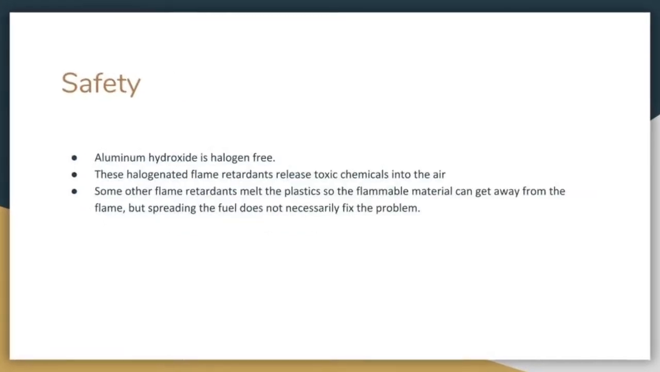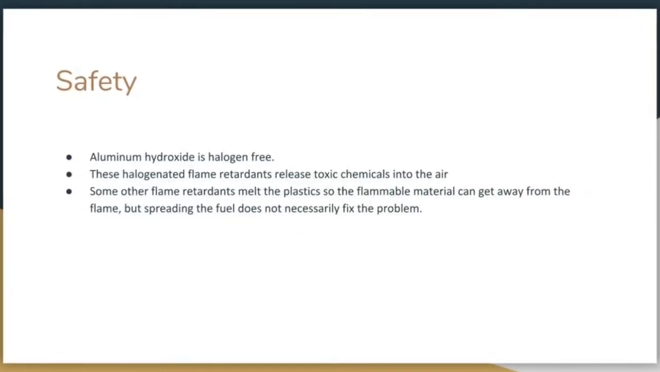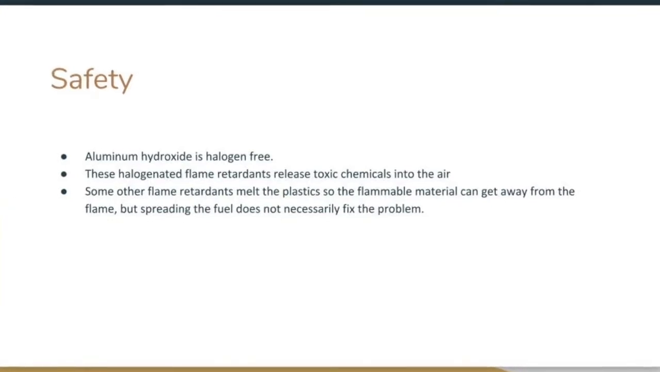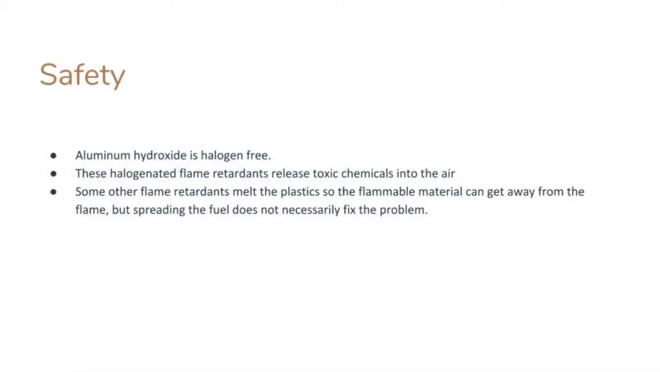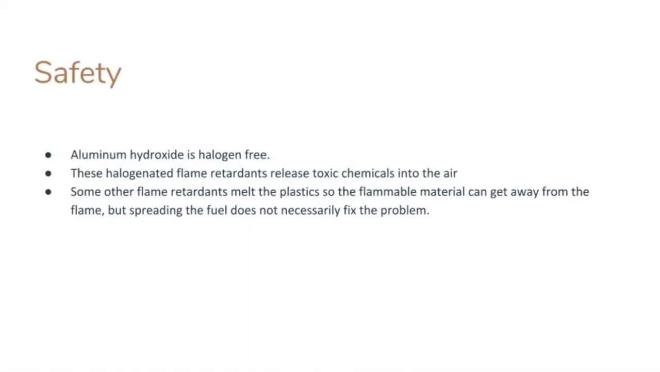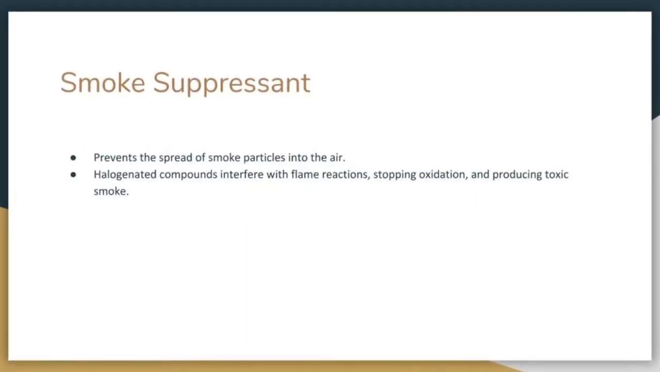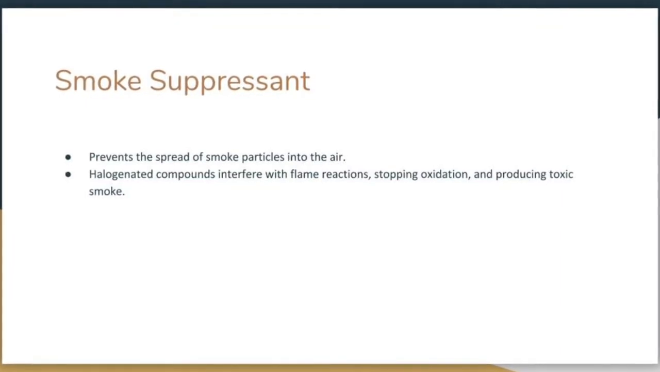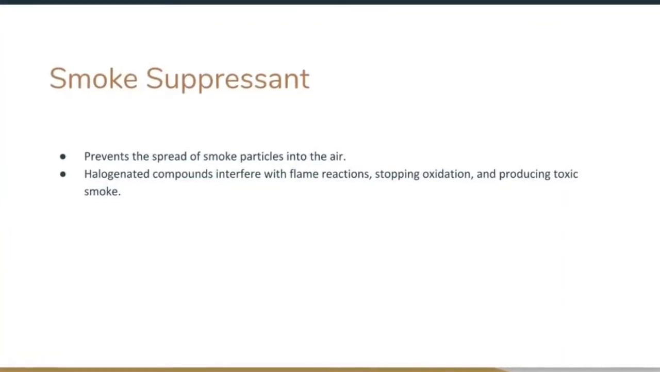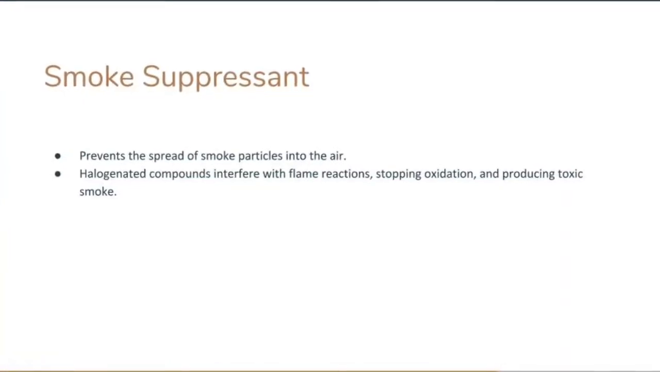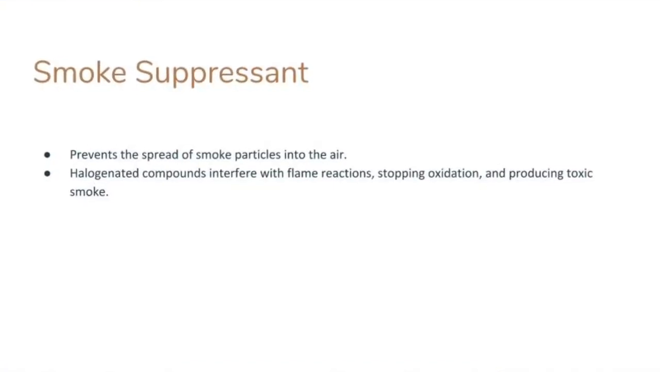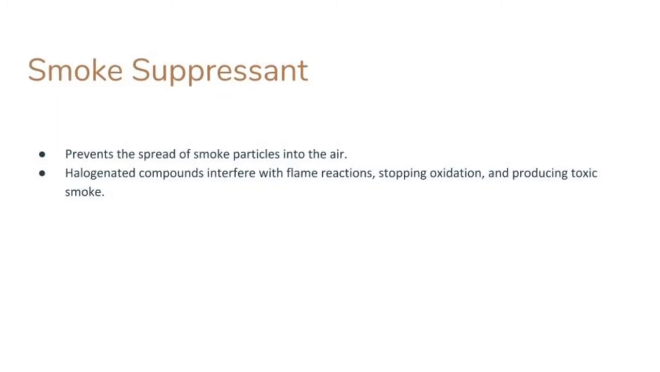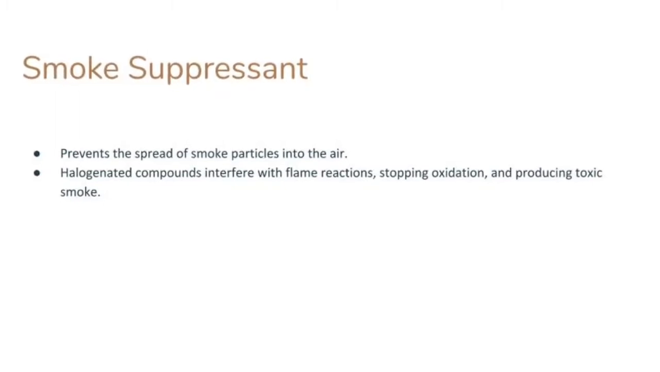Unlike other halogenated flame retardants, aluminum hydroxide is halogen-free. These halogenated flame retardants release toxic chemicals into the air when burned, which causes a hazard to health. It also acts as a smoke suppressant. Water molecules released in the dehydration of aluminum hydroxide are able to prevent the spread of smoke particles into the air. This makes it safer than others that produce hazardous smoke. These halogenated compounds interfere with flame reactions, which stop oxidation and produce toxic smoke.